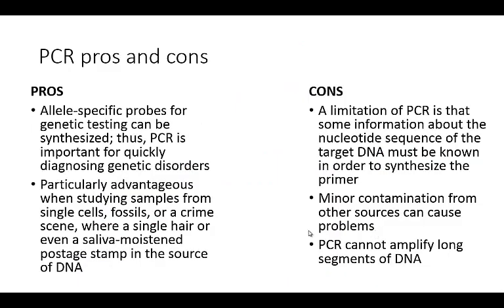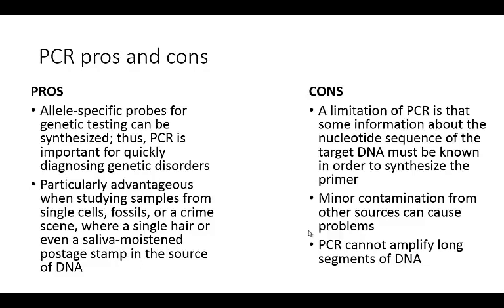So some of the benefits of using PCR for different techniques, you can use allele-specific probes for genetic testing. So if you want to see if somebody is a carrier for a particular trait, you can use a small sample of their DNA. You can run this PCR technique. It takes about maybe 3 hours to run, and it's a pretty quick way then to help to diagnose these genetic disorders.